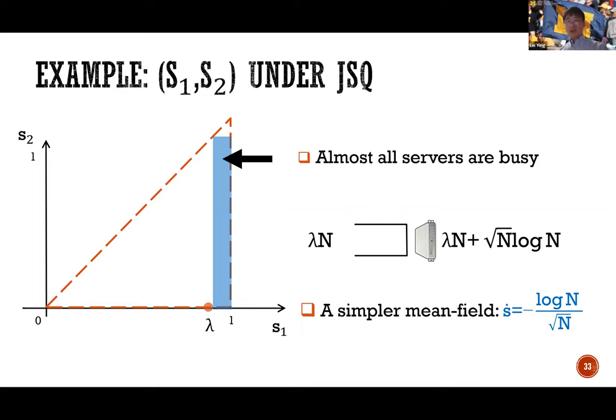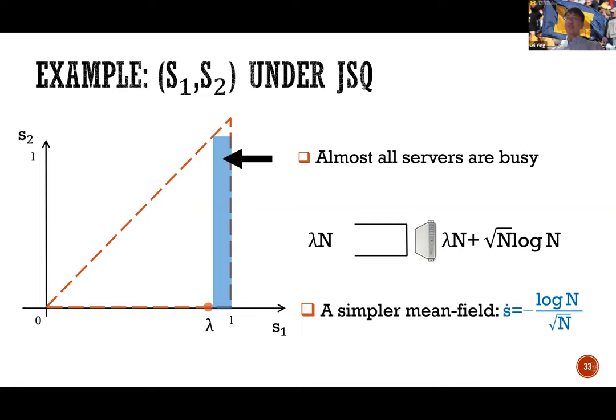So in that regime, what differential equation can we use? We have lambda coming in, and we have lambda plus some log n over square root n going out. So the dynamic of this system, let's say S is the average queue length, is S dot equals negative log n over square root n. Okay, so that's the mean field model we can use in that regime.